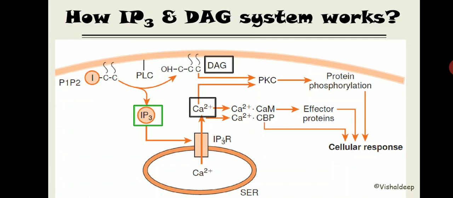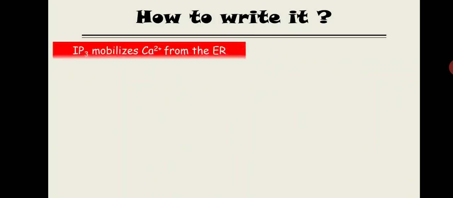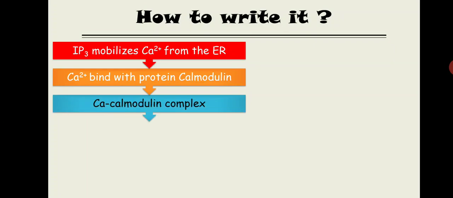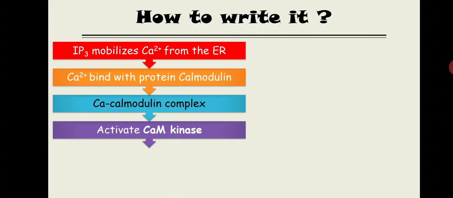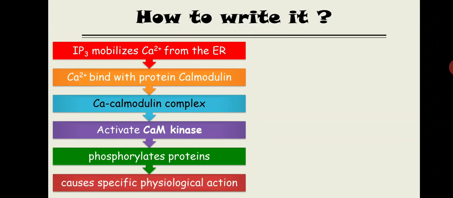Got it? This DAG and calcium combinedly activate protein kinase C and cellular activity will be changed. Now how to write it down in the exam? IP3 mobilizes calcium from the ER, meaning the endoplasmic reticulum. Calcium binds with the protein calmodulin. A calcium calmodulin complex will be formed. That complex will activate the CAM kinase. That CAM kinase, or calmodulin kinase, will phosphorylate various proteins and cause a very specific physiological action.